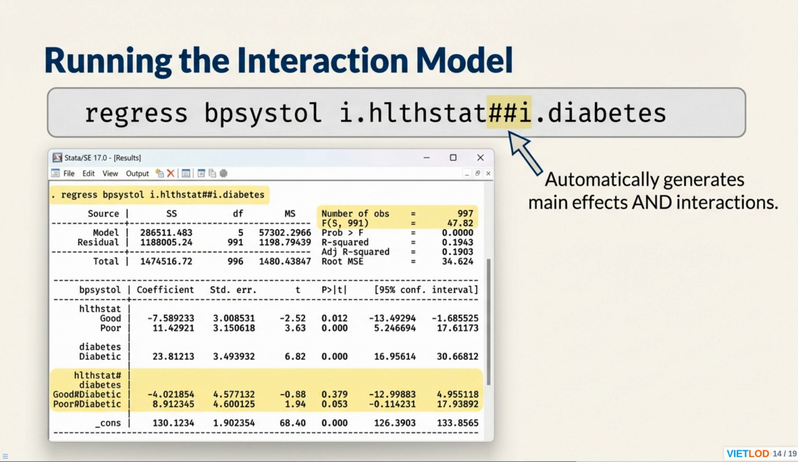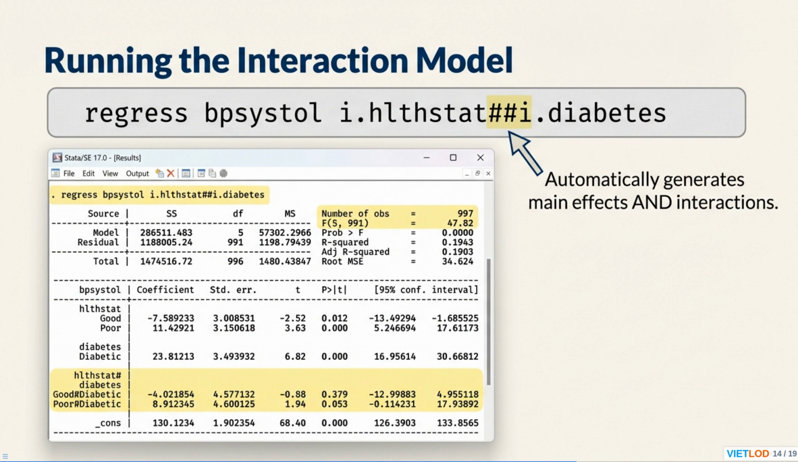If you look at the Stata data browser window below, you can see how this looks in practice. We have raw numbers for blood pressure, while health status and diabetes are stored as labeled integers. We want to know if the impact of diabetes on blood pressure is worse for people who are already in poor health.